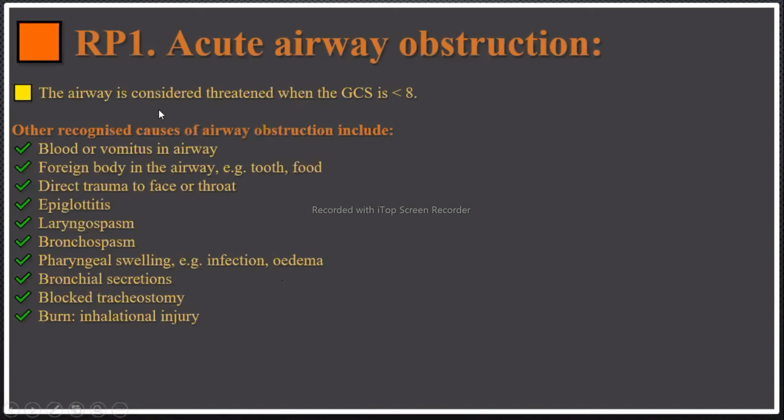Here the airway is considered threatened when GCS is less than 8. So causes of airway obstruction may be blood, vomitus, foreign body in the airway, direct trauma to the face or throat, epiglottitis, laryngospasm, bronchospasm, pharyngeal swelling. If you find any one of them in the exam, you can choose. Also infection, edema, bronchial secretions, blocked tracheostomy, burn, inhalational injury, and so on.